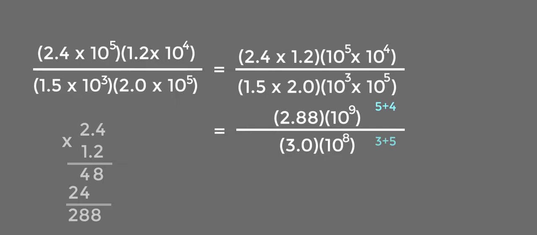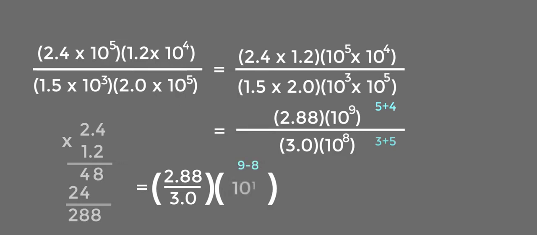So now we simply have a division problem involving scientific notation. So 2.88 divided by 3.0 times 10 to the, let's go ahead and just do this in one step. Same base, we're dividing, so it's subtraction. 9 minus 8 is 1.